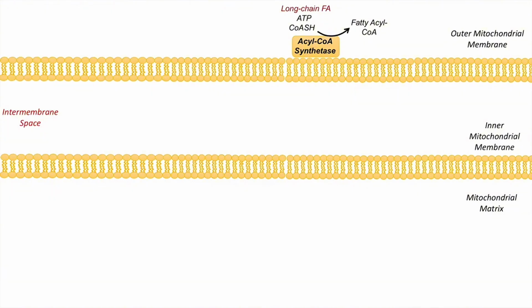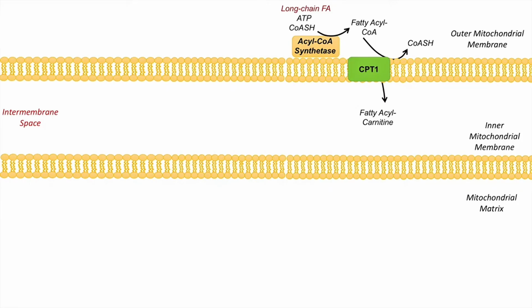And once we have the fatty acyl-CoA, it can be acted on by an enzyme that's located within the outer mitochondrial membrane known as CPT1, or carnitine palmitoyl transferase 1. What this does is it removes the CoASH from the fatty acyl chain, and it adds a carnitine to the fatty acyl chain. This allows it to enter into the intermembrane space.